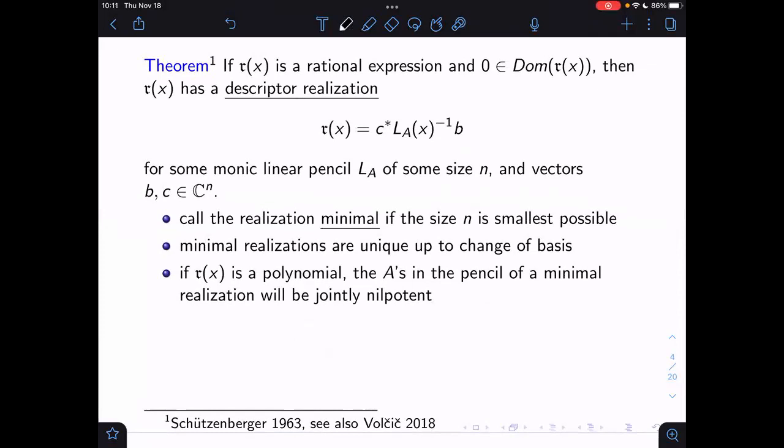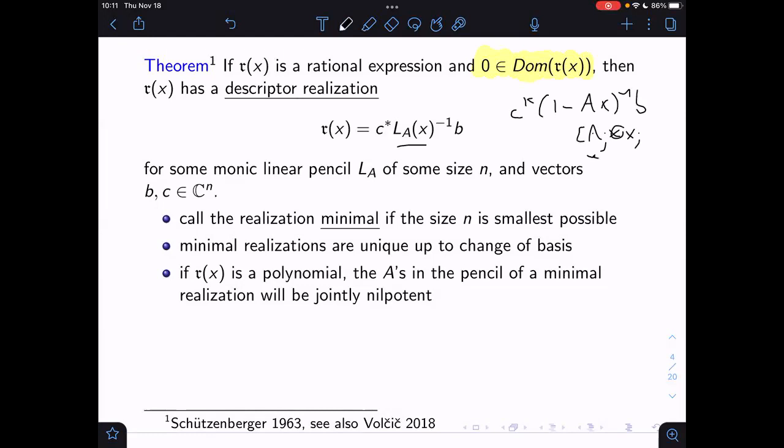For our purposes, what I want to say is if I have a rational expression and make the important assumption that zero belongs to its domain, and again, that need not be satisfied. If I try to take the inverse of a commutator, then for example, zero is not in the domain of that. But if I have zero in the domain, then it admits a descriptor realization. So I have this linear pencil in the middle. If I write this out longhand, this is C star (1 minus AX) inverse B. And again, this is really a sum A_j tensor X_j like that. And then the C and the B act only in the A, and I get some coefficients.